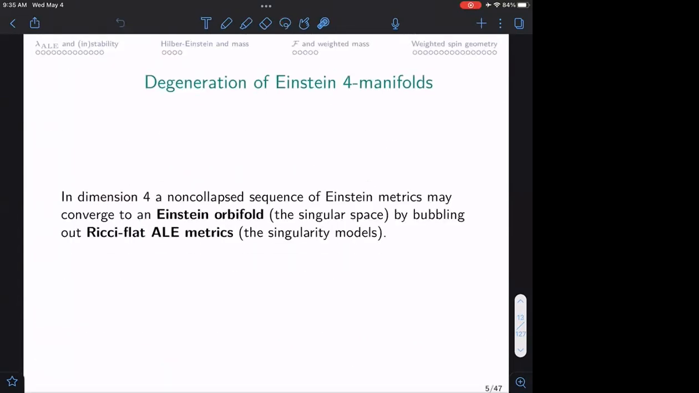But in dimension four, something new happens already for Einstein metrics, and they can degenerate to singular spaces called Einstein orbifolds. But here we will focus on the singularity models, because these orbifold singularities appear by bubbling out some Ricci-flat ALE metrics. We want to understand these singularity models through Ricci flows, because they will also be singularities for Ricci flows, because Ricci flow is just a generalization of Einstein four-manifolds.